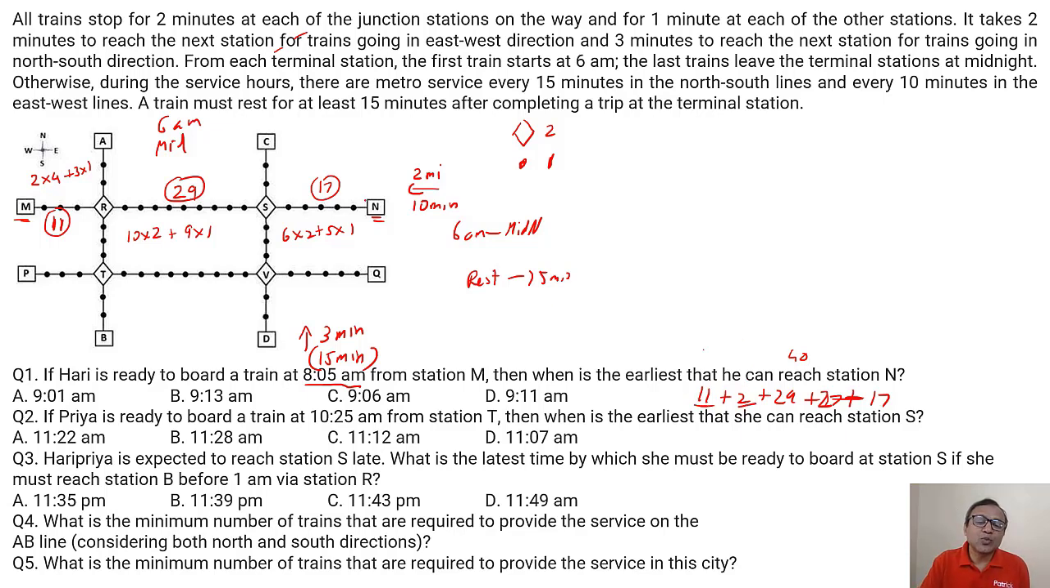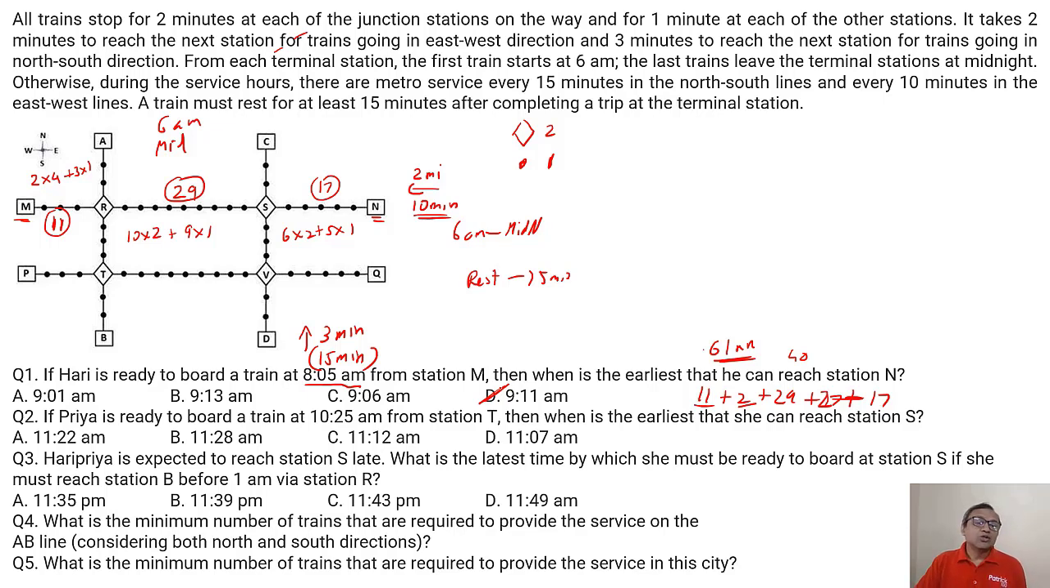So 61 minutes to go there, that is 1 hour 1 minute, right? 1 hour 1 minute after 8:05. Total 61 minutes. But the first train is at 8:10, because every 10 minutes you have a train. So you catch the 8:10 train, and you'll reach at 9:11 after 61 minutes. So the answer will be D.